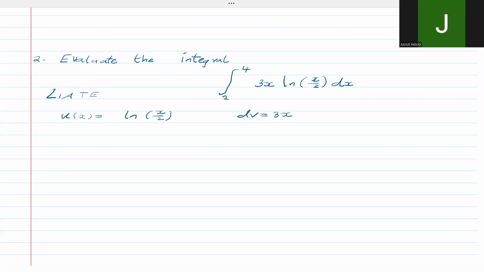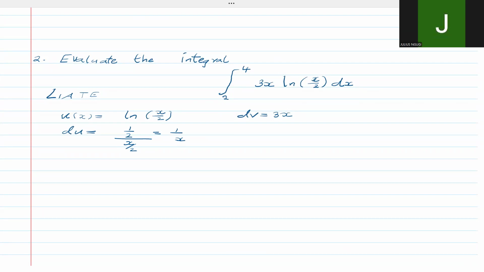So let's go ahead and find du, or u prime, which is the derivative of ln of x over 2. If you can remember this one, when you are finding the elasticity of demand, we find the derivative here: you first find the derivative of the inner part, that is the derivative of x over 2, which is 1 over 2. You divide by the original function, which is inside the ln, that's x over 2. Or you can use the chain rule, and you get a half times 2 over x, which is 1 over x.